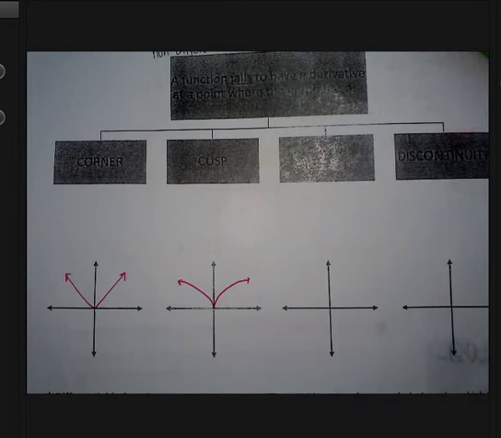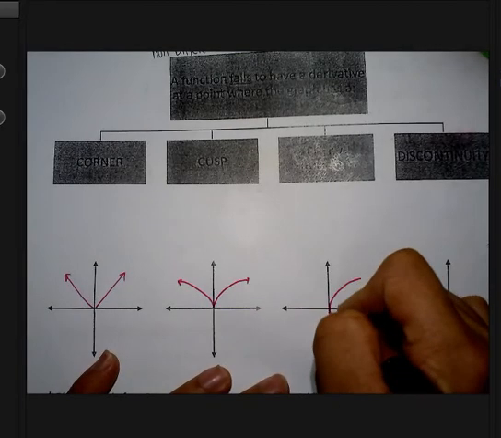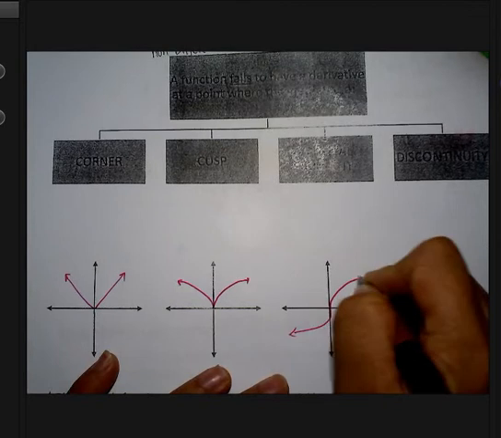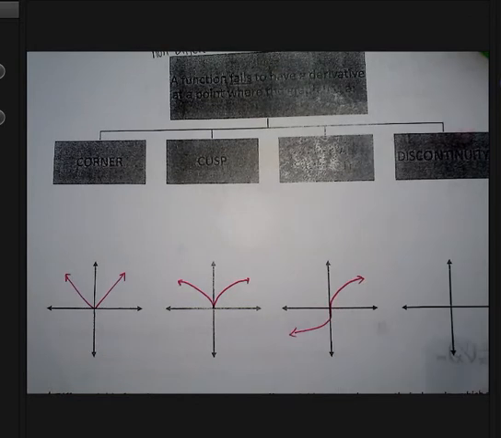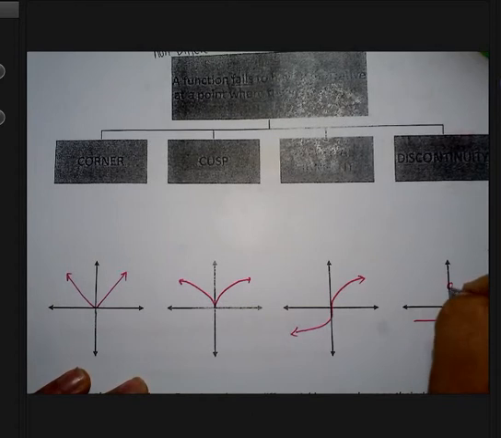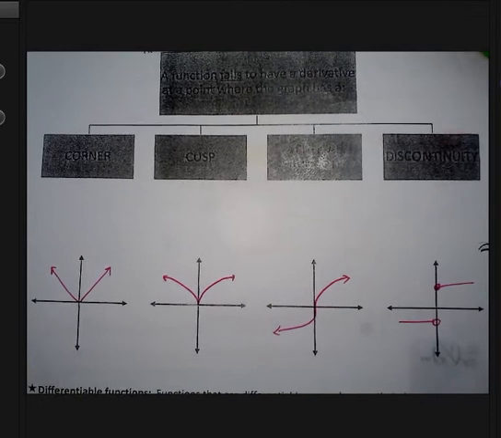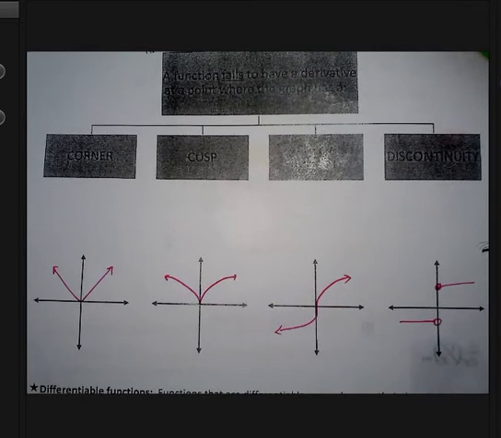Let's see, which example does it use? Okay, a vertical tangent looks like this. And a discontinuity can be such as this. So corner, cusp, vertical tangent, and discontinuity.